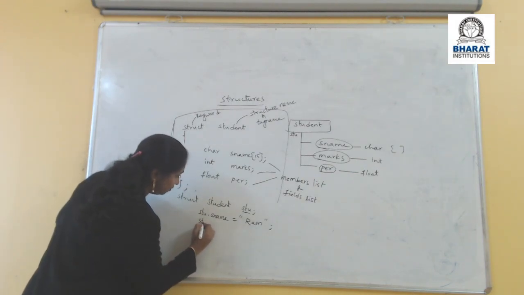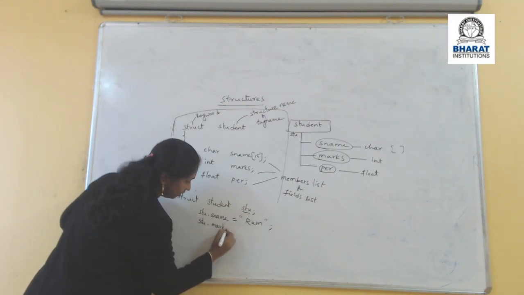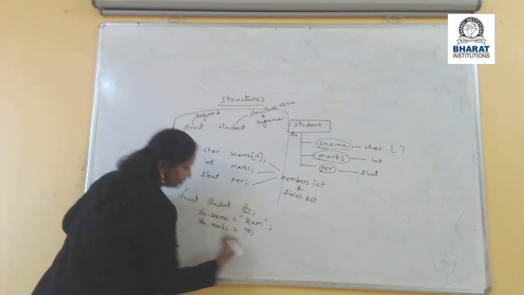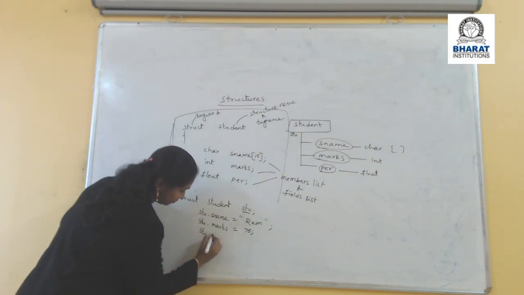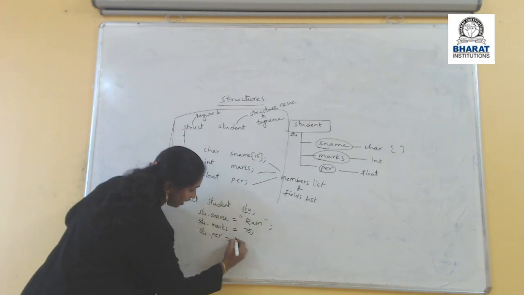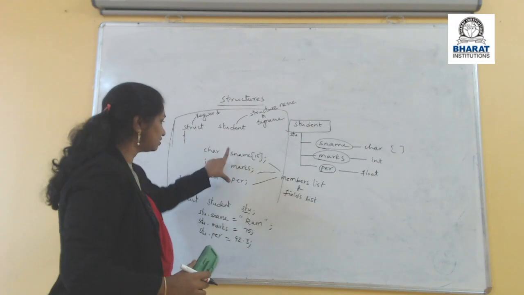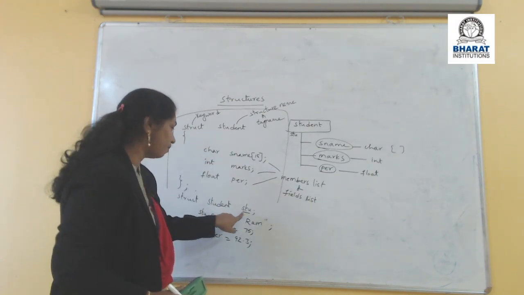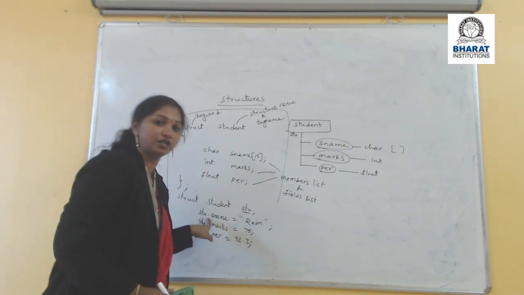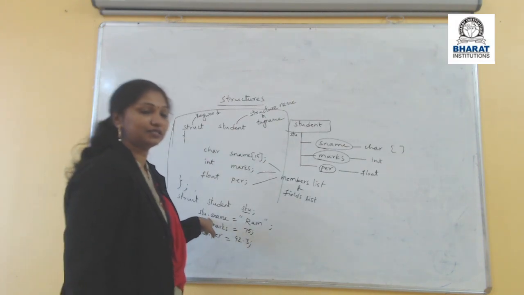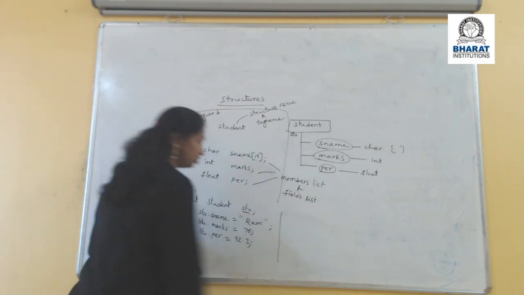Next, stu dot marks is equal to 75. Next, stu dot per, we can give something like 92.3. In this way, we can access all the structure members with the help of the structure variable using the period sign, or direct selection operator. We can also say it as the direct selection operator. So this is one technique to initialize the members.